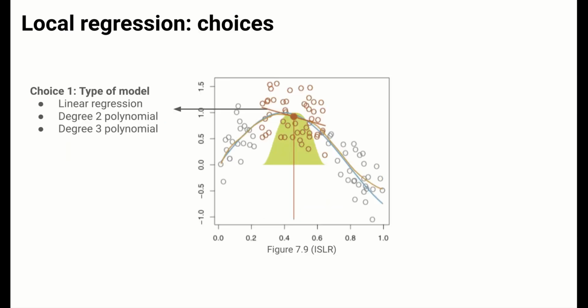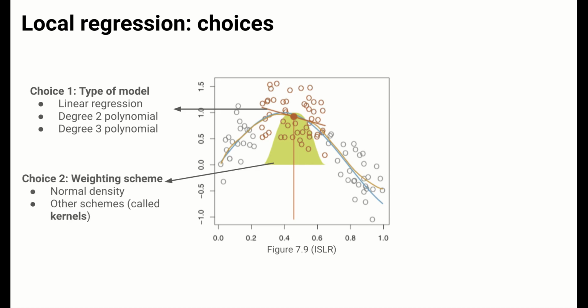There are a number of choices that arise in local regression to tailor the smooth function that is estimated. The first choice is the type of model to use for the local trends. Using ordinary linear regression, a degree 1 polynomial is quite common. Degree 2 and 3 polynomials are also considered, which correspond to local quadratic and local cubic regression. Another choice is the weighting scheme to use. The one pictured here is a normal distribution, which is the most common, but there are many other weighting schemes possible that give high weight to nearby and low weight to faraway points. These weighting schemes are also called kernels.